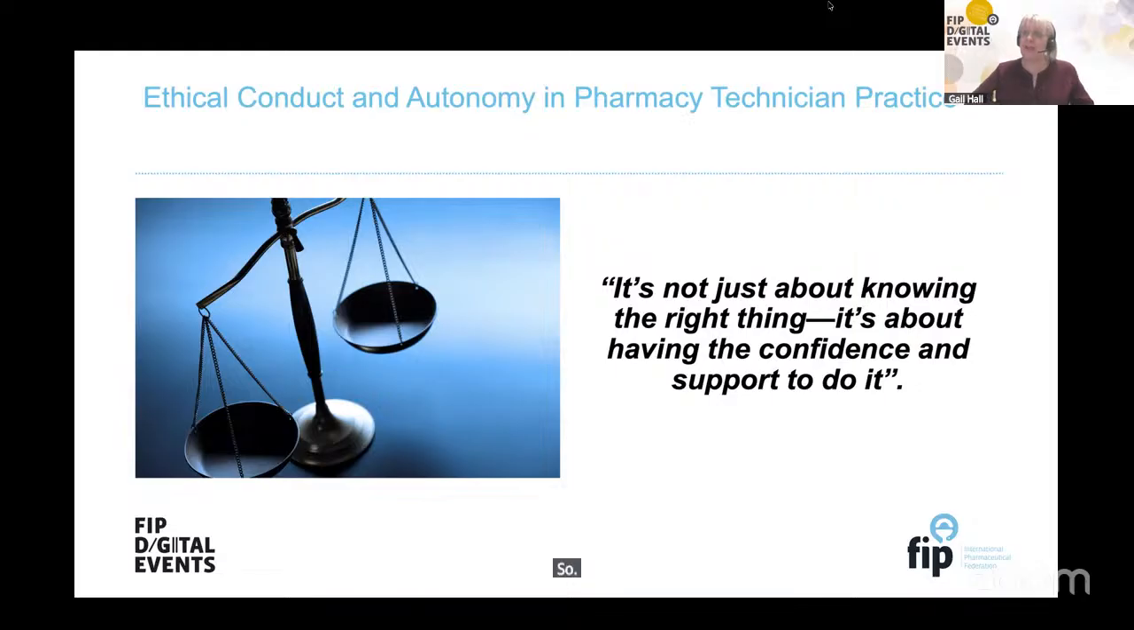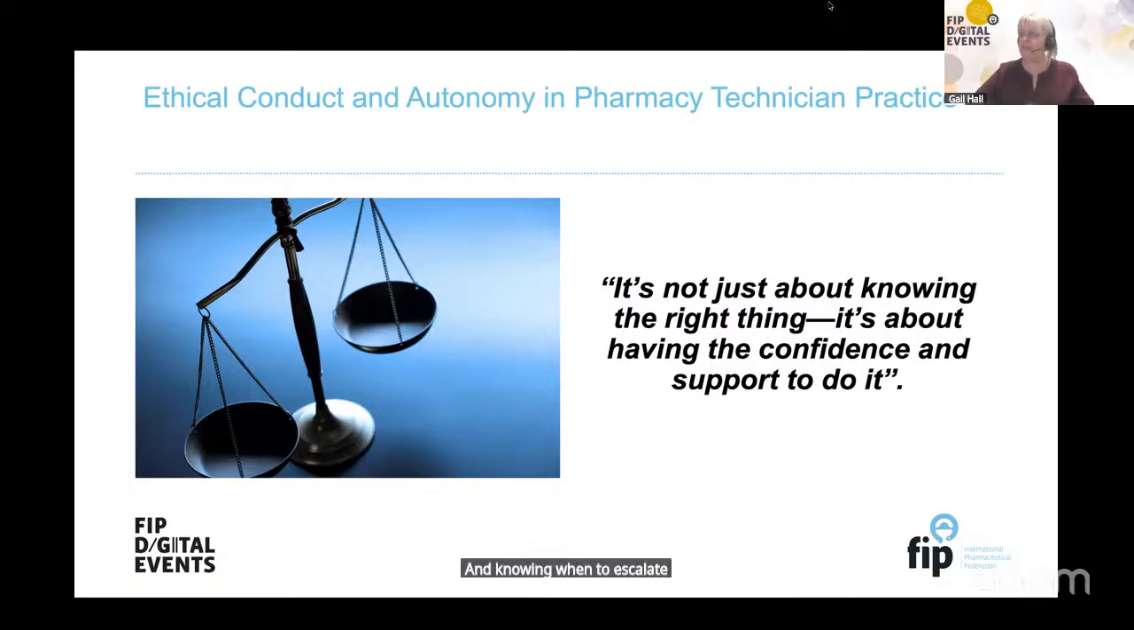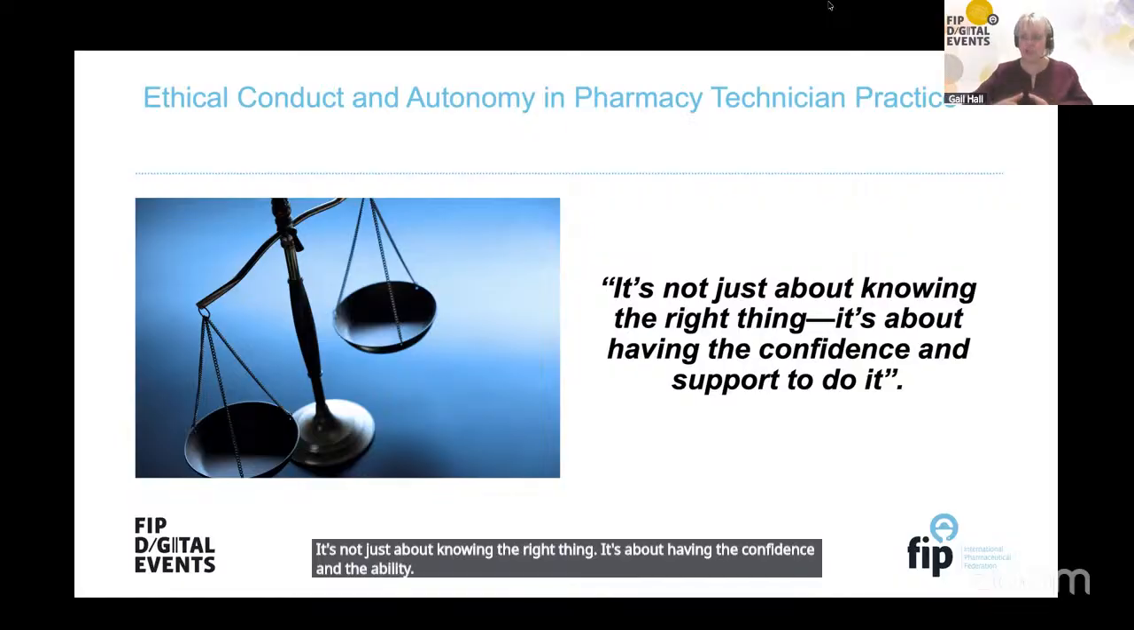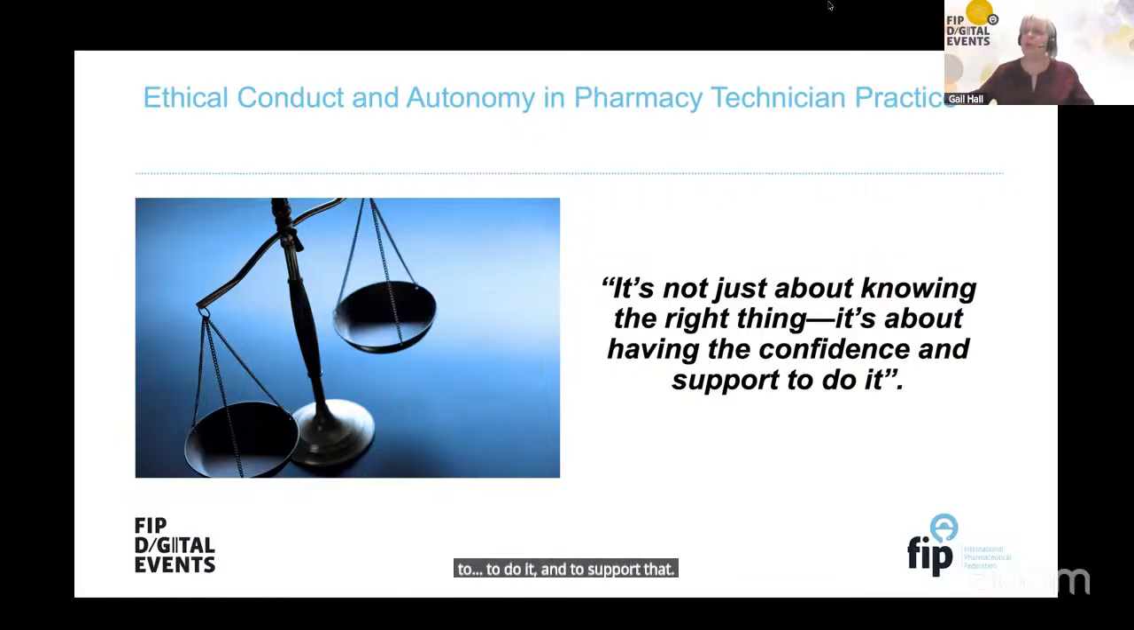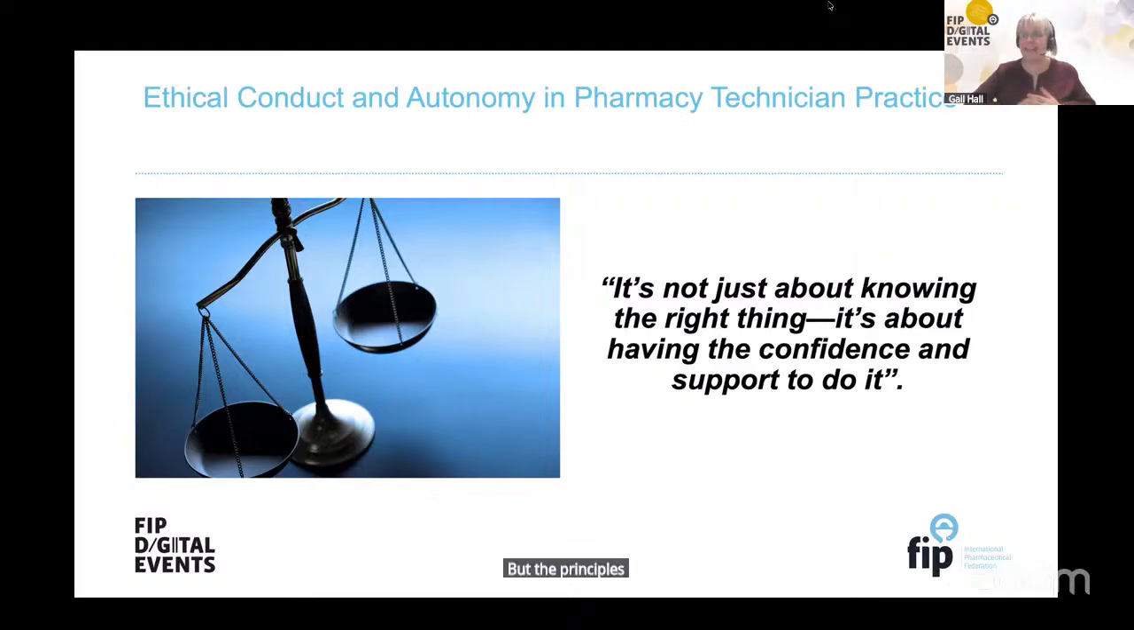So ethical decision making also involves recognising when something is out of our scope of practice. Claire spoke quite a lot about scope of practice, and knowing when to escalate or seek support. It's not just about knowing the right thing. It's about having the confidence and the ability to do it and to support that. Globally, pharmacy technicians may have different levels of autonomy and regulation, but the principles of ethical care remain consistent. Put the patient first, act with integrity, and maintain your professional standards.